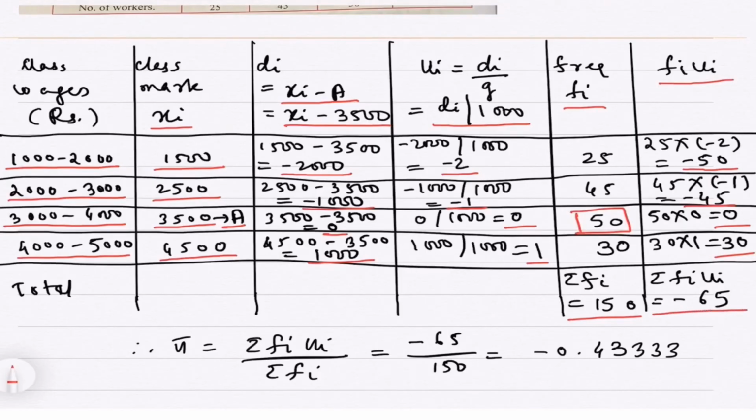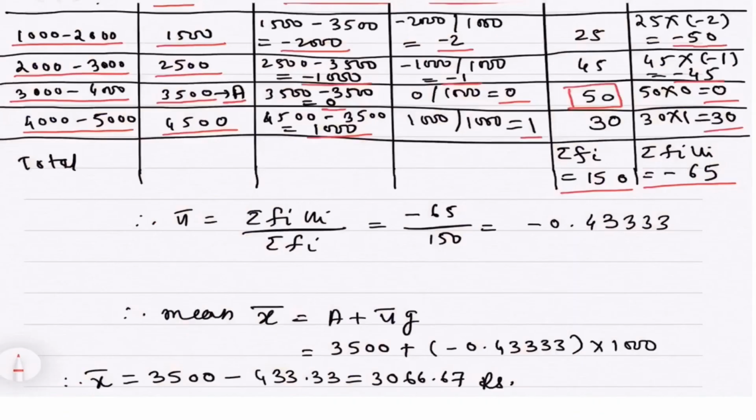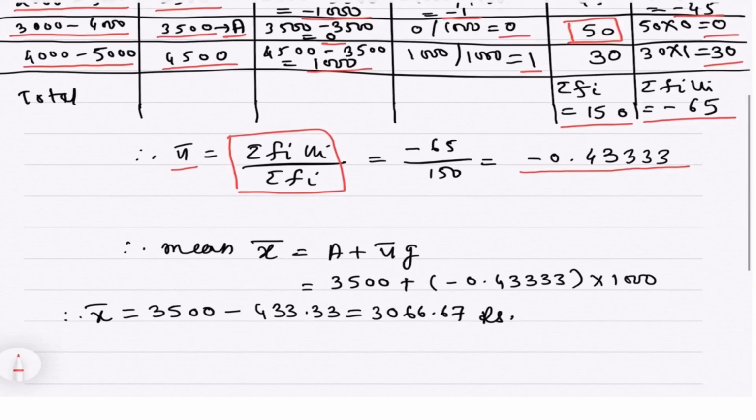Next, now we calculate u bar using the formula sum fi ui upon sum fi. Let us substitute from above table. It is minus 65 by 150, which gives us the answer as minus 0.43 recurring. That is minus 0.4333 and so on. So now we are interested in mean x bar.